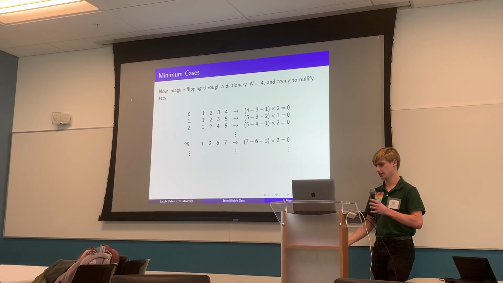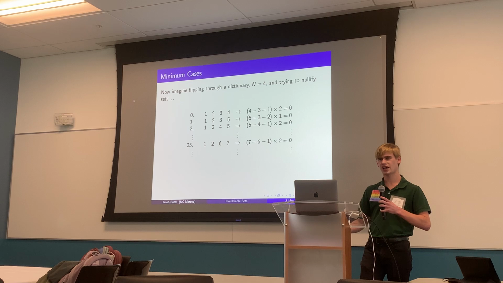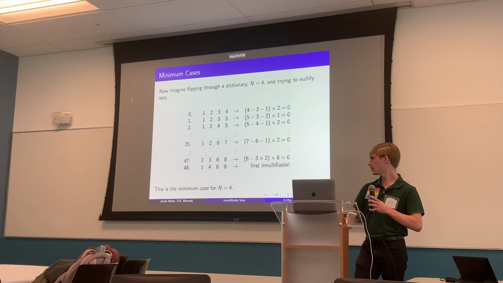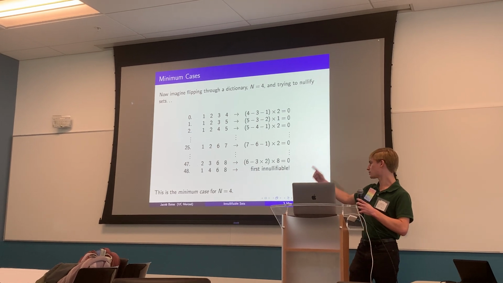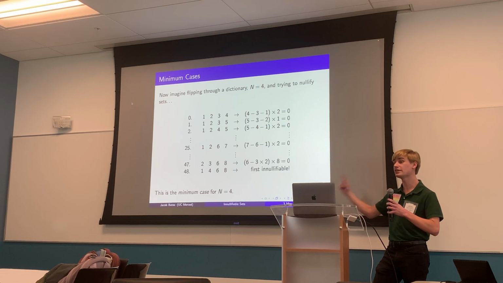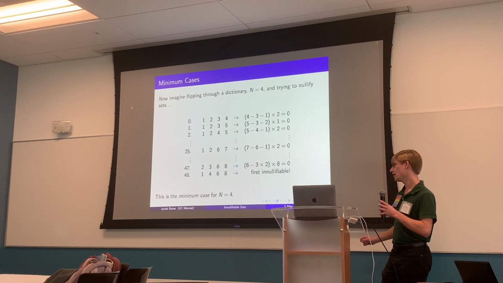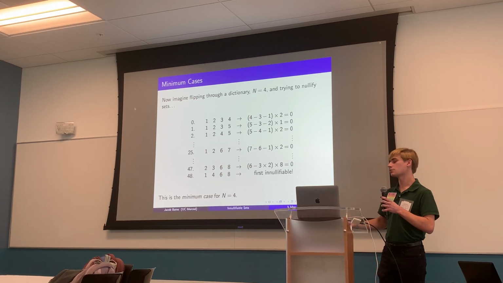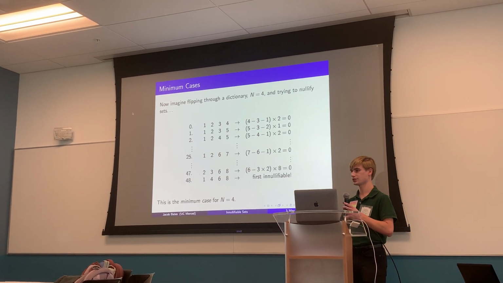This has to break. What is the first innullifiable set in this ordering scheme? The answer is it's here. It's 1, 4, 6, 8. That is the first example of an innullifiable set that we come across. I like to call this the minimum case for n equals 4, for sets of 4 numbers.